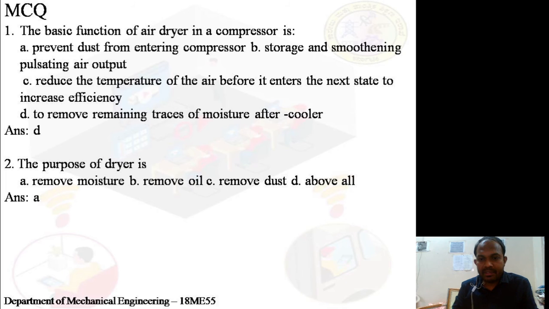Now what happens in a hydraulic system is the working fluid or the working medium itself is an oil. So obviously it itself acts like a lubricant. Whereas here it is air. Air is not a liquid. It cannot be used so effectively as a lubrication.